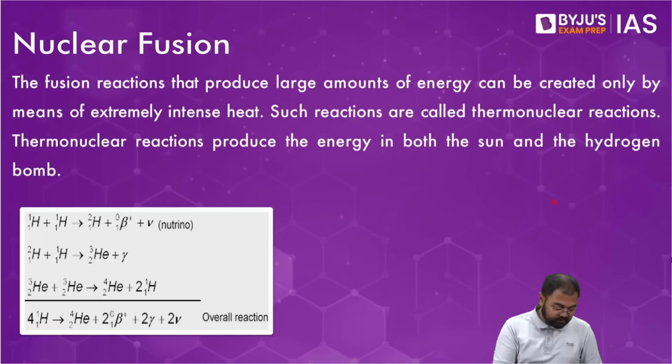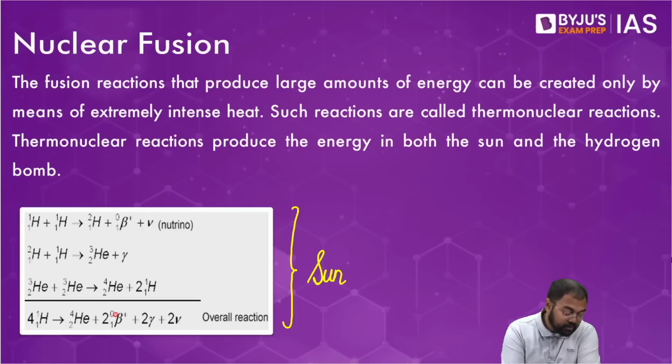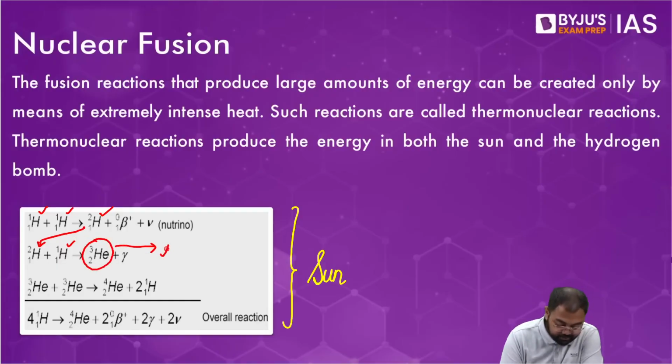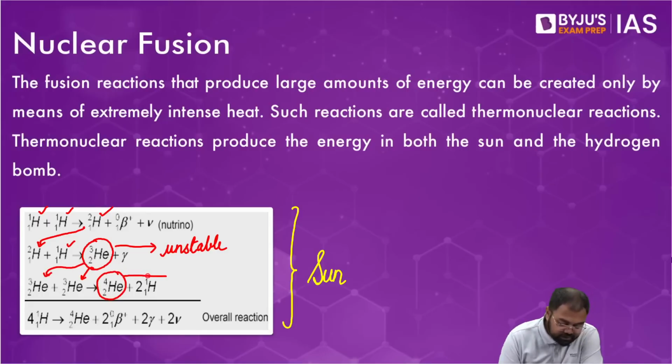Now, this is what happens inside the core of the sun. We have hydrogen that combines together, and this hydrogen, while combining, creates deuterium. This deuterium will combine with more hydrogen to form helium 3. Now helium 3 of course will be unstable, because the number of protons and neutrons is not the same. And this helium 3 will combine with more of itself to form helium 4, which is the stable helium.